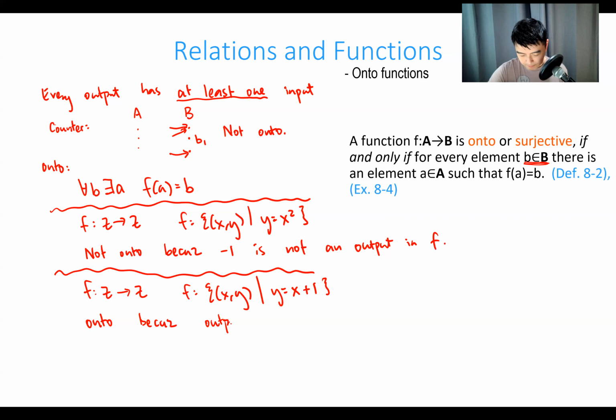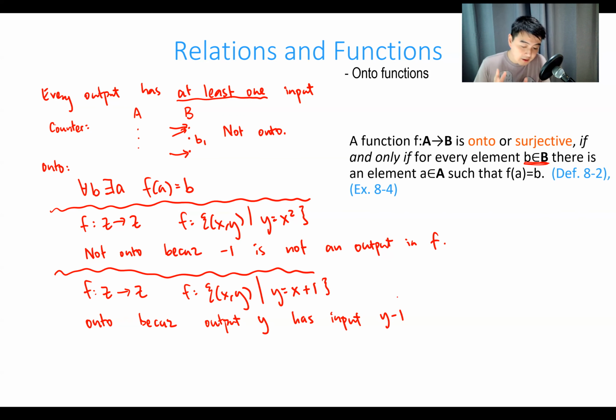Okay, so we can argue that this is in fact onto because output y has input y minus 1. Okay, and that's it. That's all we really have to say. So we make a very quick argument that yes, every output has to have an input that goes with it. So therefore, this must be an onto function.